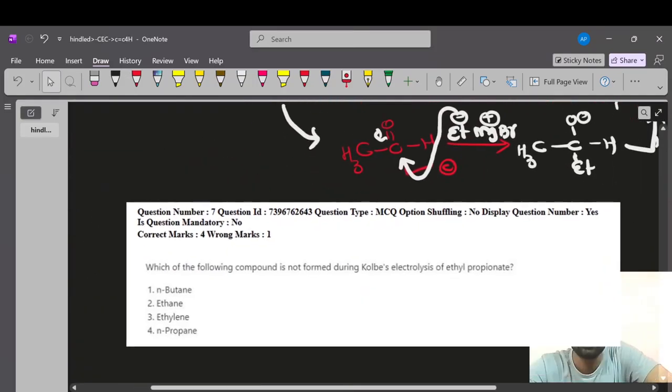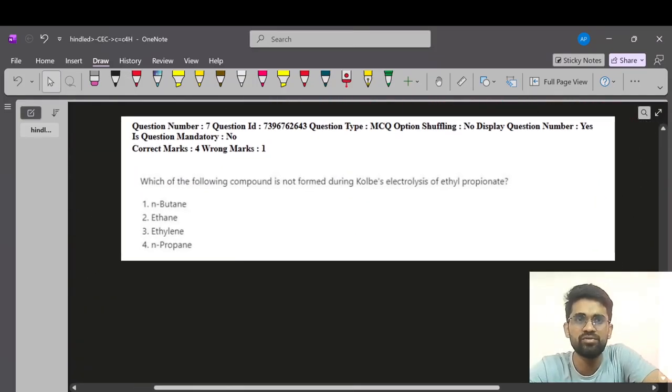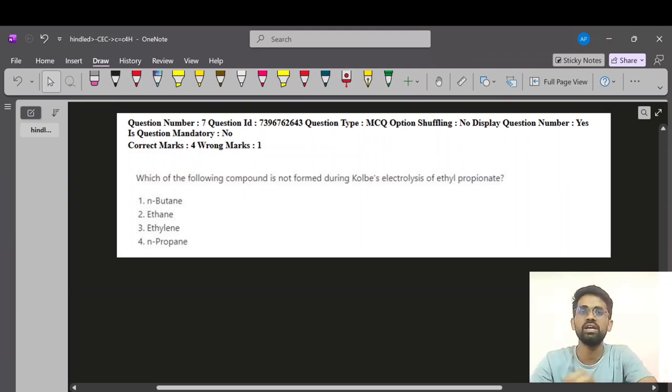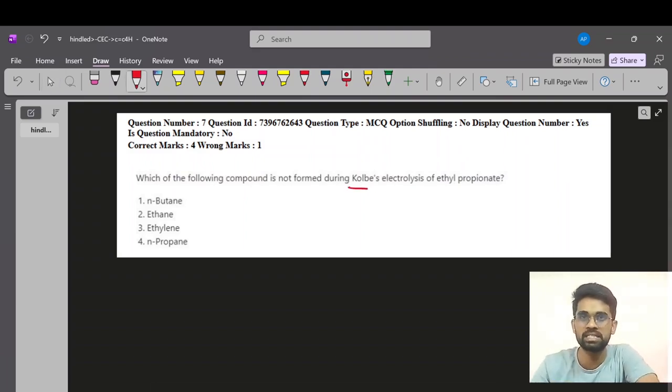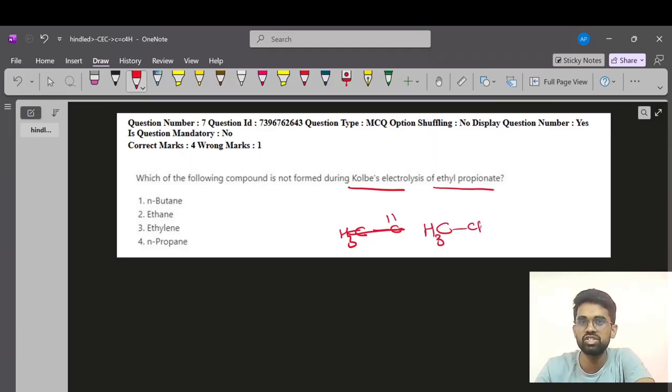Right, so the next question: which of the following components is not formed during Kolbe electrolysis of ethyl propanoate? Generally, propanoate means what? CH3, CH2, COO minus, and here the ethyl group. So these are esters actually.